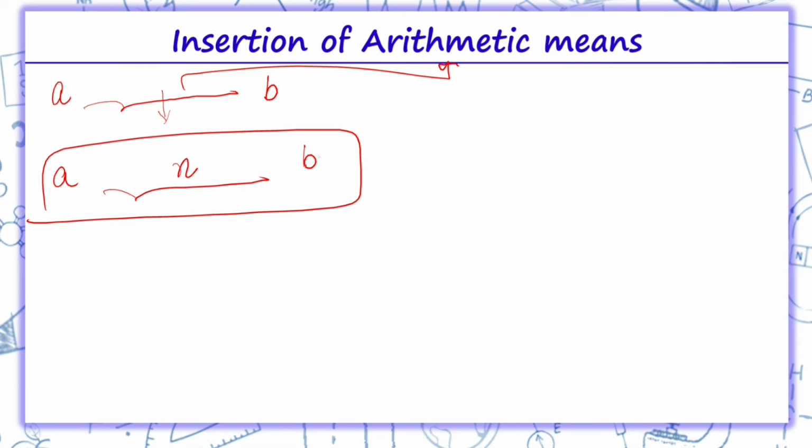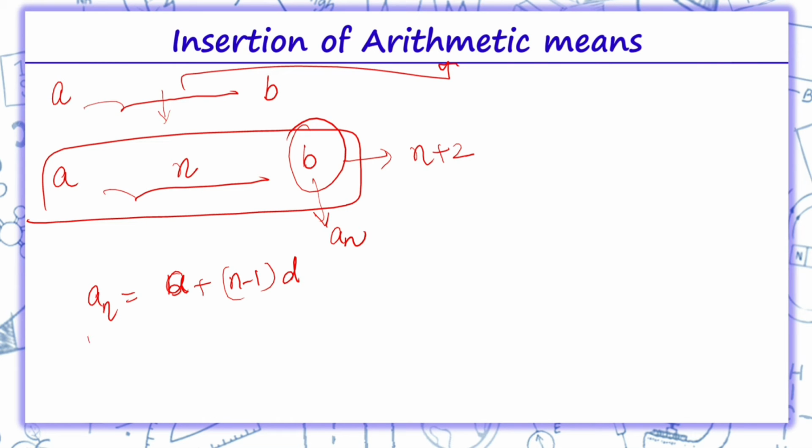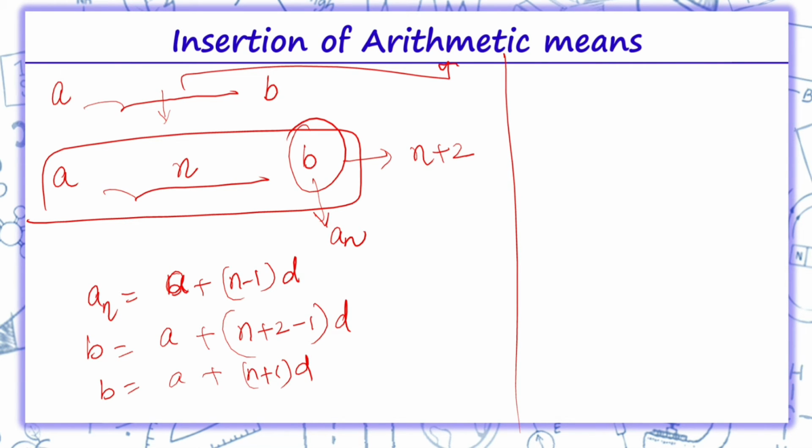So the total number of terms now becomes n plus 2. This value is the last term which is a_n. So we know a_n is equal to a plus (n minus 1) into d. a_n will be b. The first term is a only. Total number of terms is n plus 2, minus 1, into d. Thus, the answer will be a plus (n plus 1) into d. So, the value of d comes to be (b minus a) upon (n plus 1).